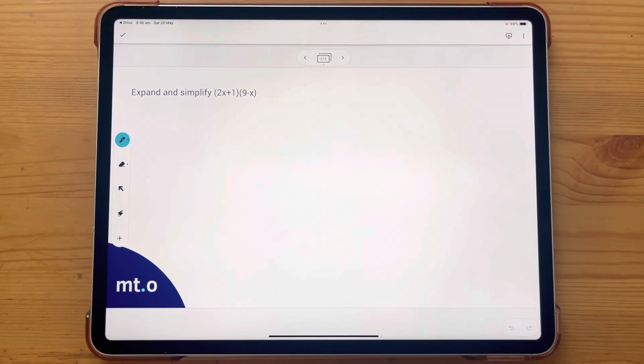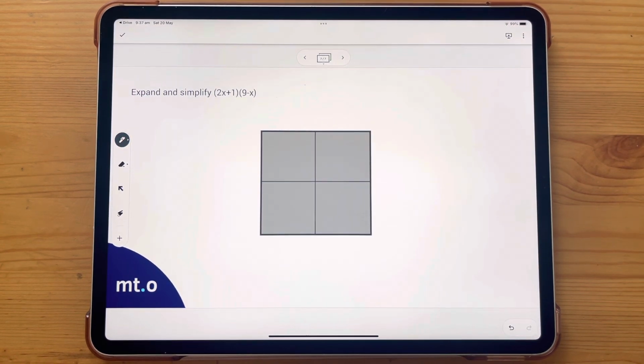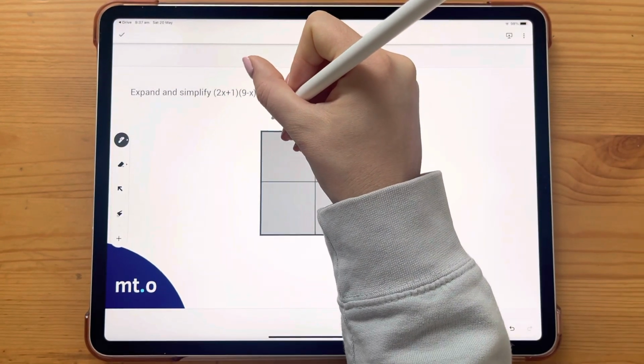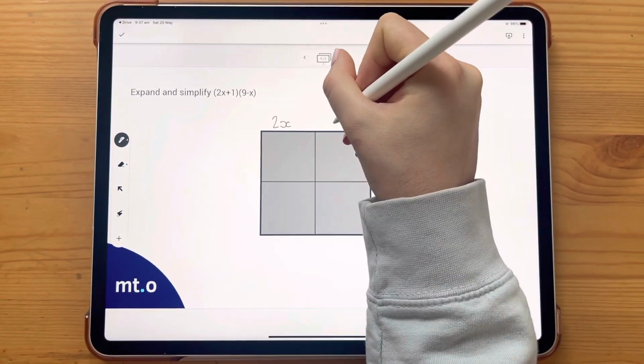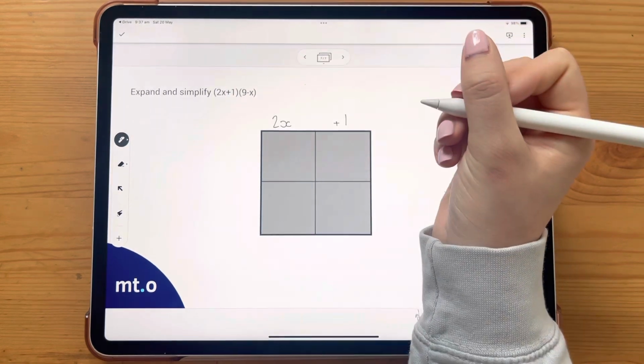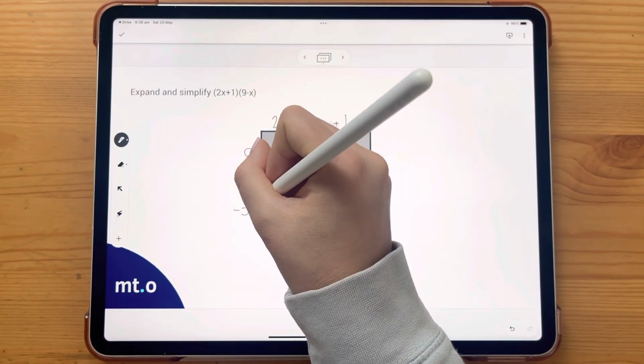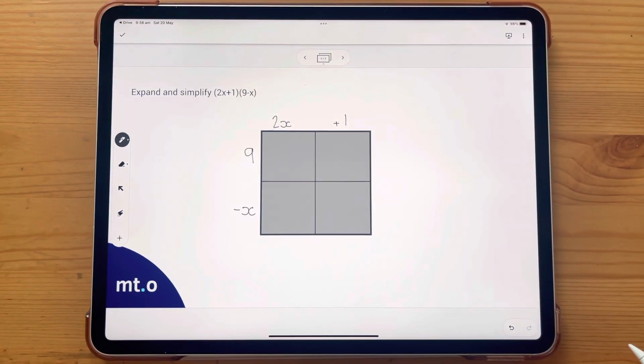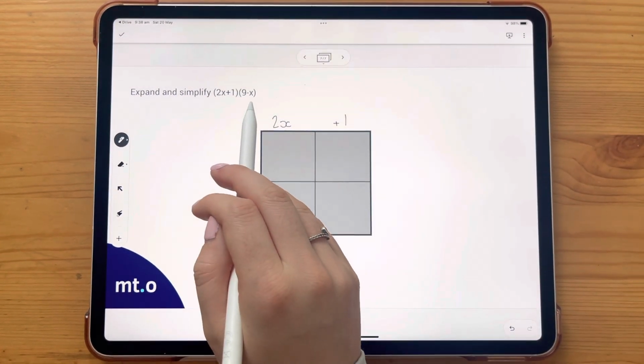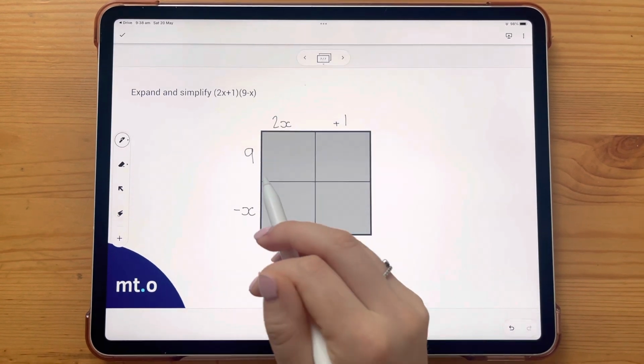Now let's look at a different example, and we're going to use the grid method this time. Again, pause the video, have a go at this yourself, and then come back and see if you got the answer right. So draw yourself a grid, and we're going to put each binomial on top and to the side of the grid. We've got 2x and plus 1 on the top, and then on the side we've got 9 and minus x. Don't worry about the fact that the number and the x are a different way round in this binomial. It doesn't make any difference at all to your answer.